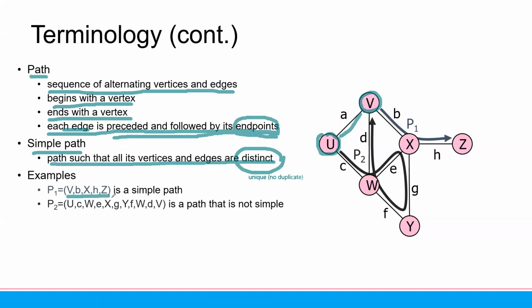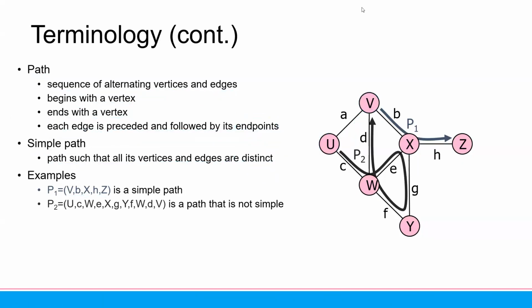We want to start from V. Simple path. We start from V, and then we pass through B, which is the edge, and go to X, and then we go through the edge H, and then we go to Z. So this is a simple path because all are distinct. Okay. V, B, X, H, Z. So no duplication.